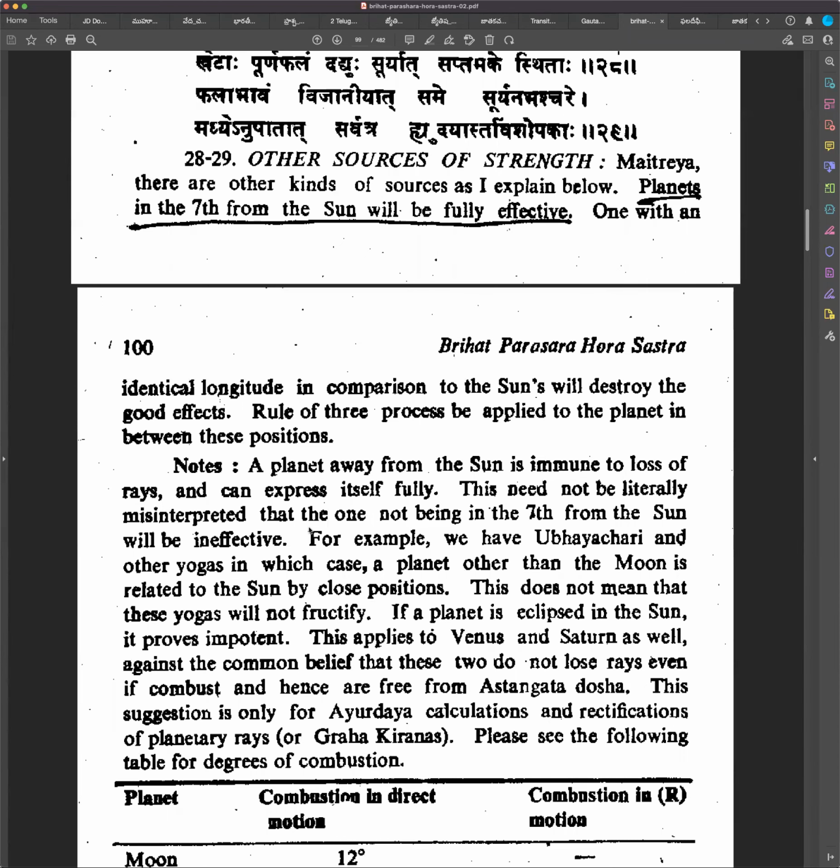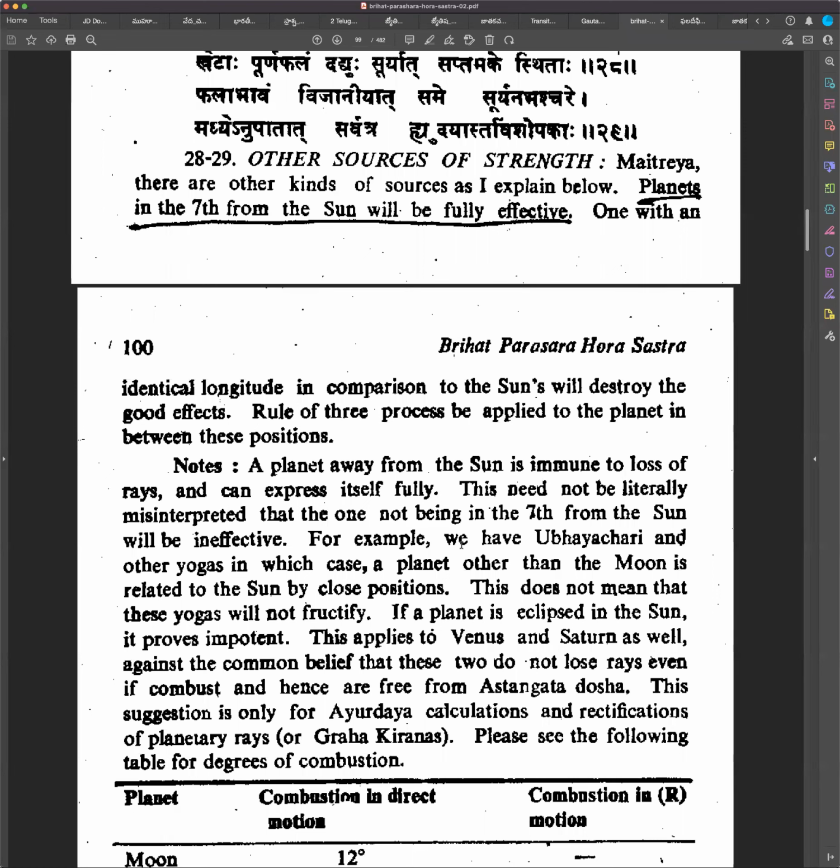This need not be literally misinterpreted to mean that one not being in the 7th from the sun will be ineffective. For example, we have Ubhayachari and other yogas in which a planet other than the moon is related to the sun by close positions. This doesn't mean that these yogas will not fructify. If a planet is eclipsed in the sun, it proves impotent. This applies to Venus and Saturn as well.